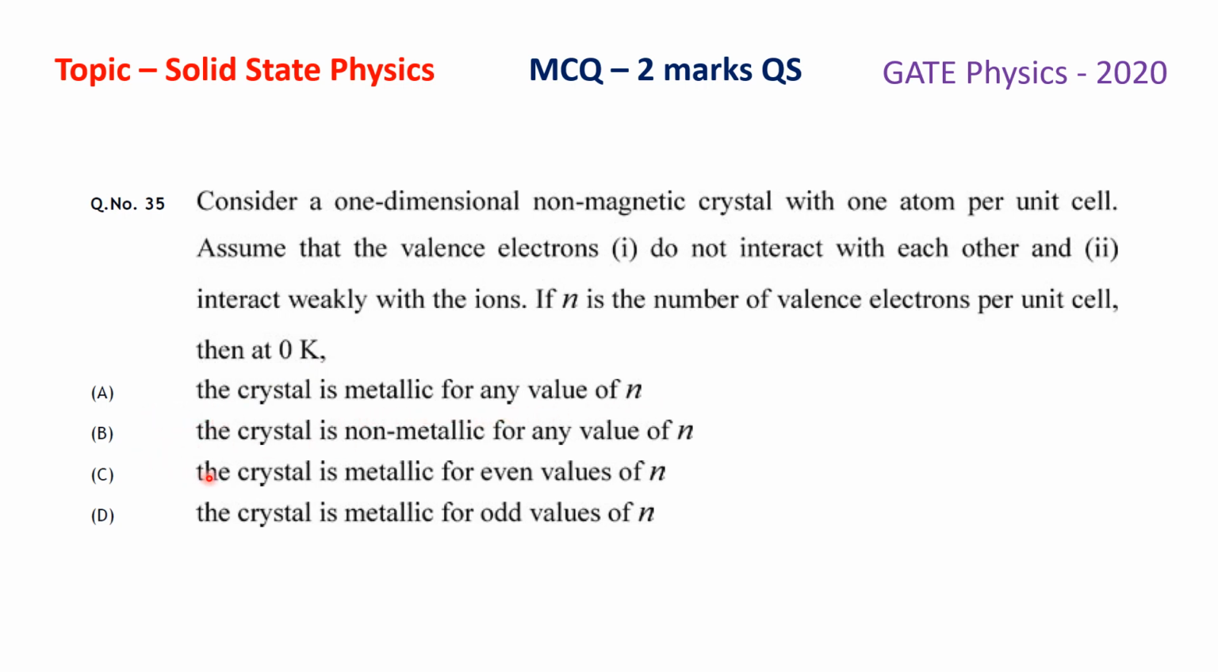Option B, the crystal is non-metallic for any value of n. Option C, the crystal is metallic for even values of n. And the last option, option D, the crystal is metallic for odd values of n. So, let us see which option is correct.